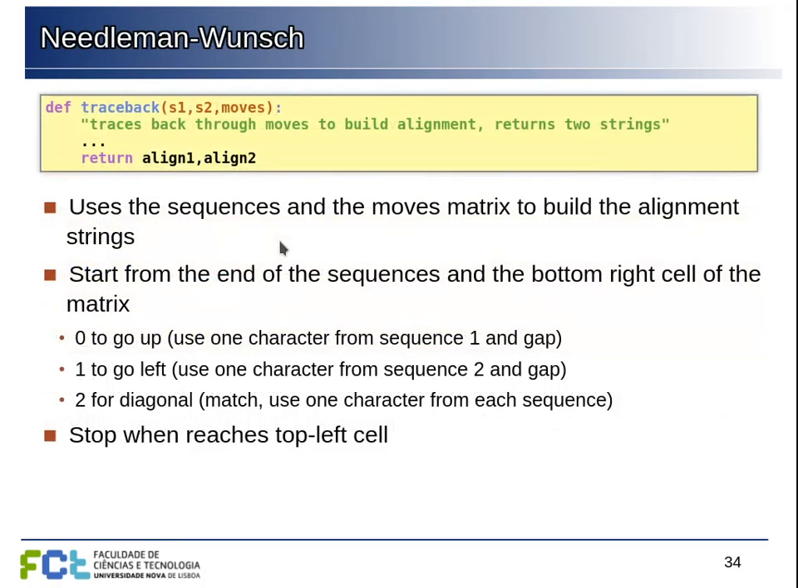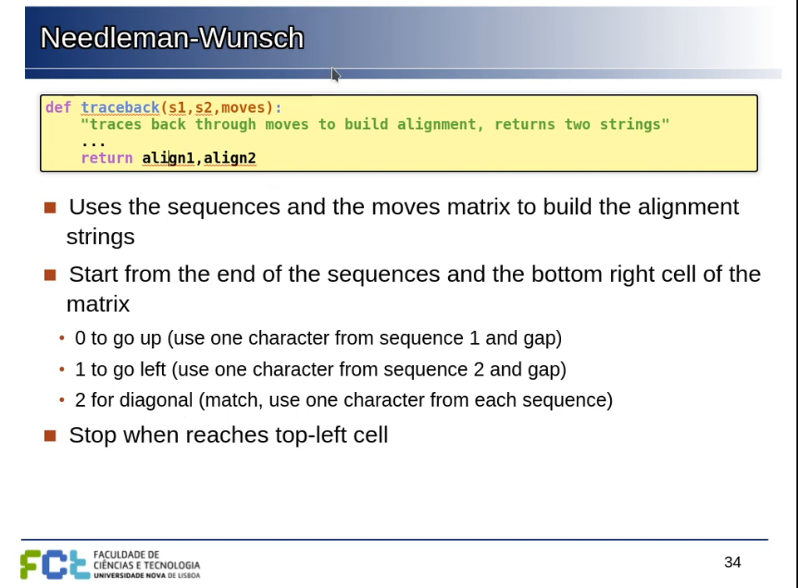So now what we're going to do is to use these two sequences and the different moves to create the two alignment strings. These are basically the original sequences, but with the gap characters placed in the right position so that the two sequences are aligned. We're going to start from the end of the sequences and the bottom right cell of the matrix.